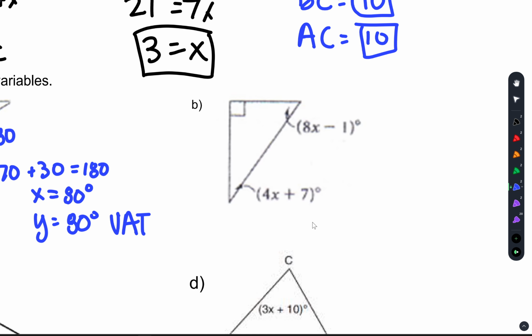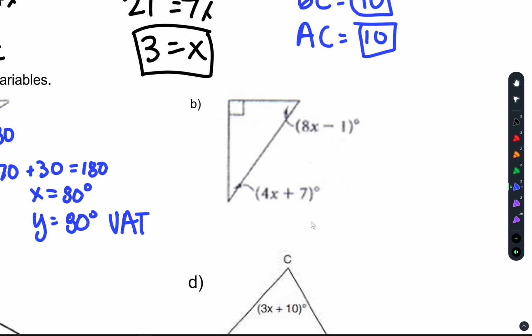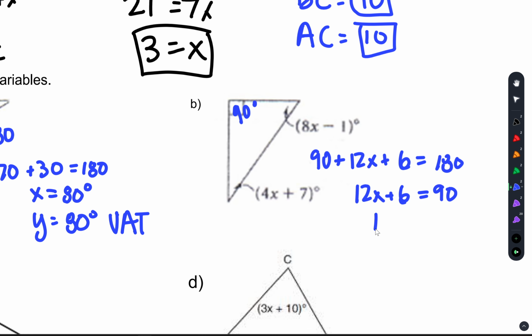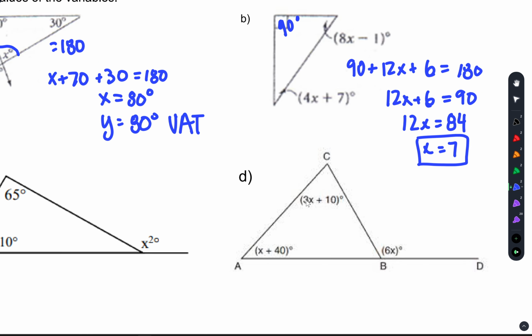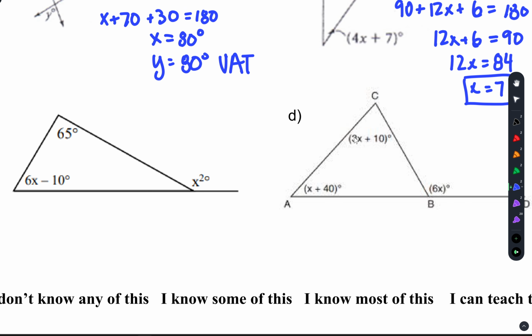Letter B. How am I going to set this one up? Perfect. All three angles have to equal 180. That's a 90 degree. 12x plus 6 equals 90. 12x equals 84. X equals 7. Am I going too fast now? Letter C. What do I do here?